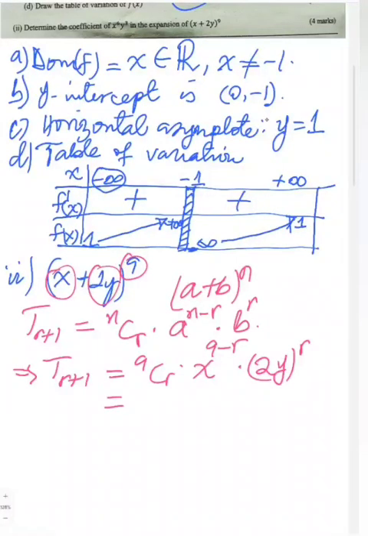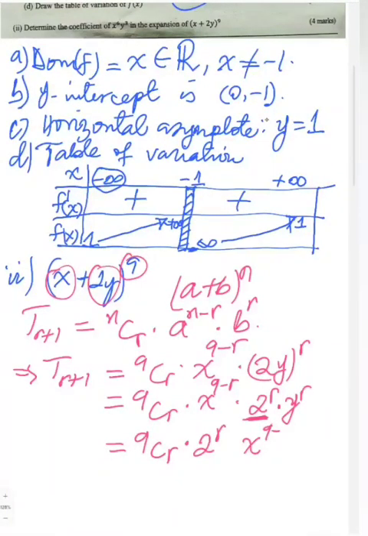And when we simplify further, we have 9 combination r dot x to the 9 minus r dot 2 to the r dot y to the r, since 2y to the r is 2 to the r times y to the r. And from here, we have that 9 combination r dot this other term 2 to the r will constitute the coefficient of x to the 9 minus r dot y to the r.